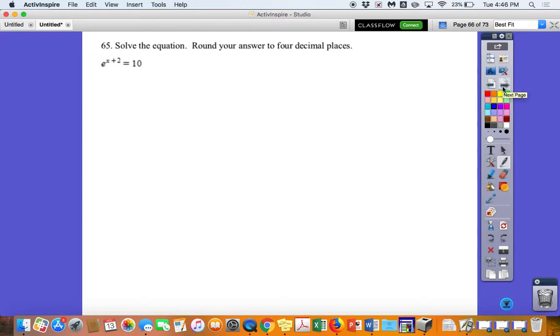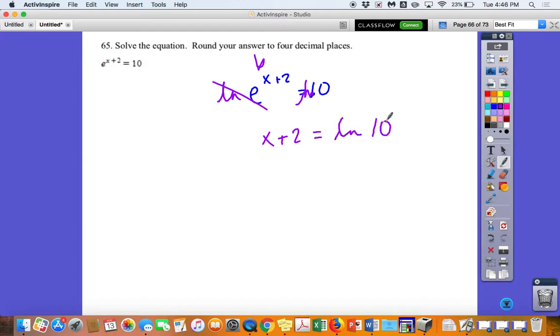All right, so solve this thing. Well, I need to get rid of the e. Here, let me just rewrite it over here. I don't have enough room up there against the wall. Okay, so I'm trying to get access to my x. So the e's got to go. So I need to squeeze in an ln. I know that'll kill off my e. So x plus 2 is equal to ln of 10. I need to move the 2 over, so that's negative 2 plus ln of 10.